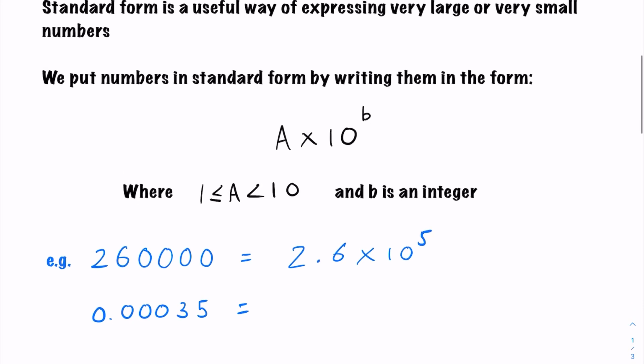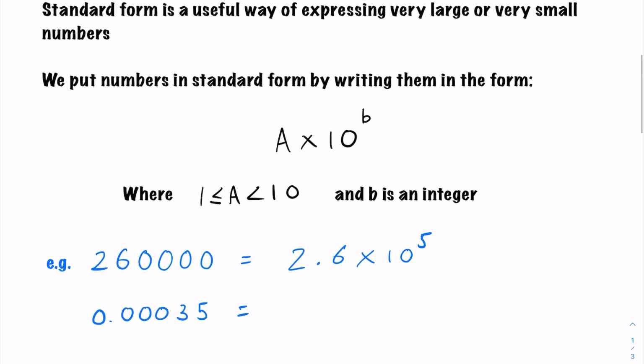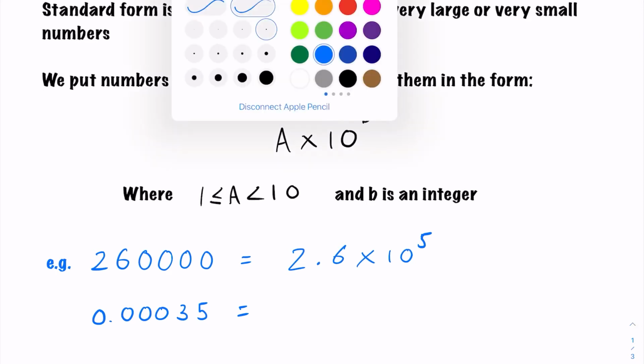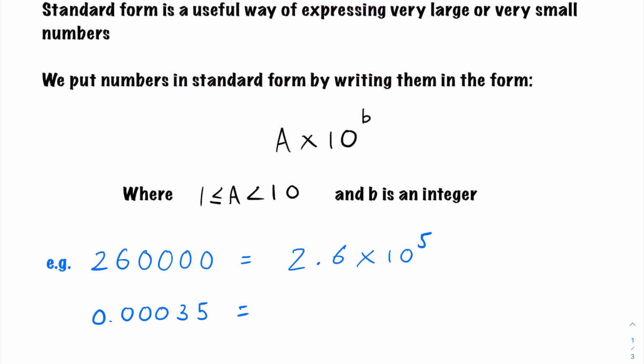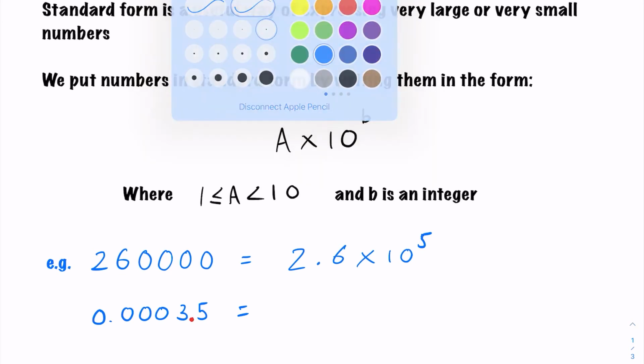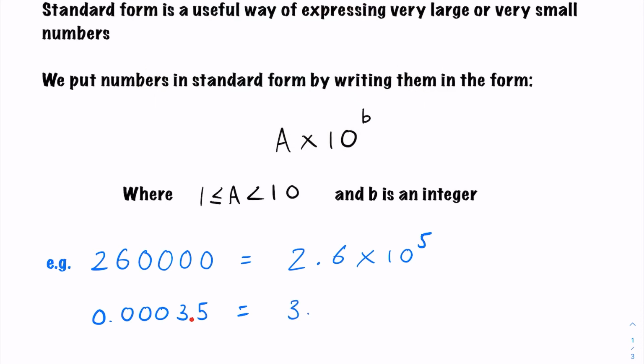So next up we have 0.00035, and we're going to try and write that in standard form again. Now the only place we could put our decimal, we'll do this in red, would be here, 3.5. So we know that our number has got to be 3.5. That's the only place we could put it to get a number between 1 and 10.